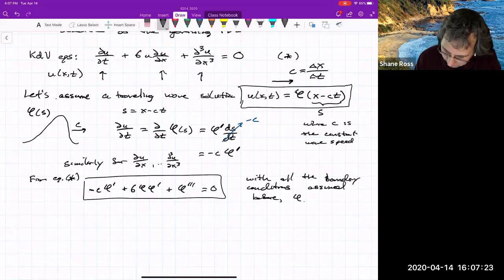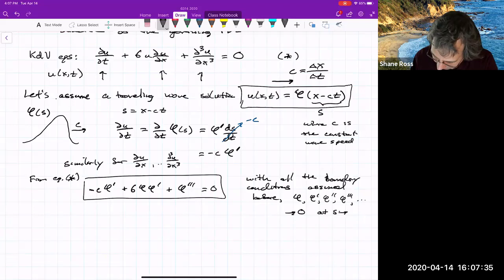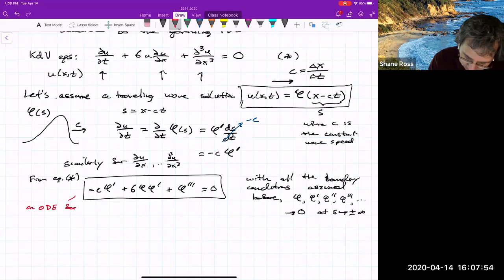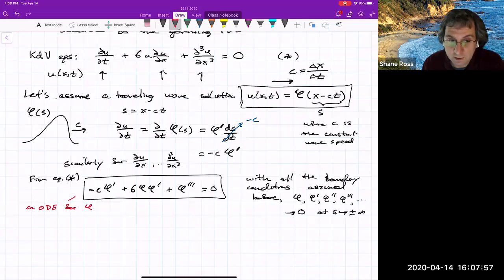Which would be phi and all of its derivatives forever and ever go to 0 as s goes to plus or minus infinity. So all the derivatives need to vanish. So this is a lot easier to deal with. This is an ODE for phi, for the wave solution.